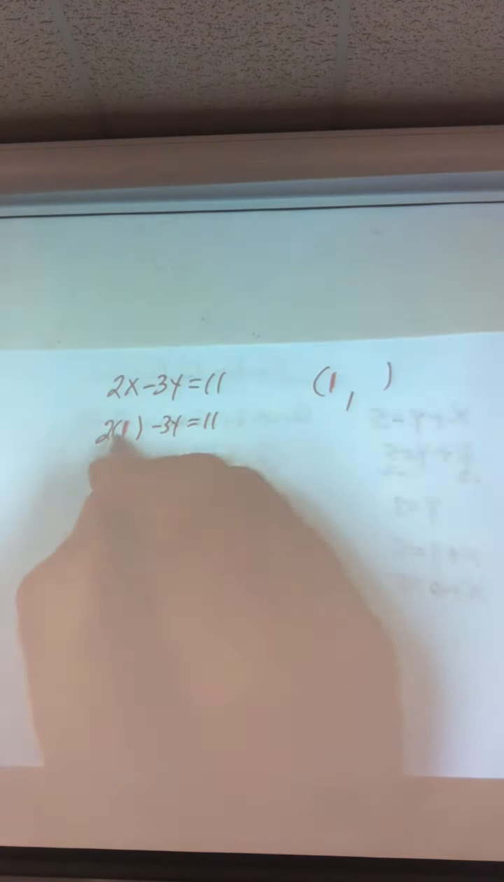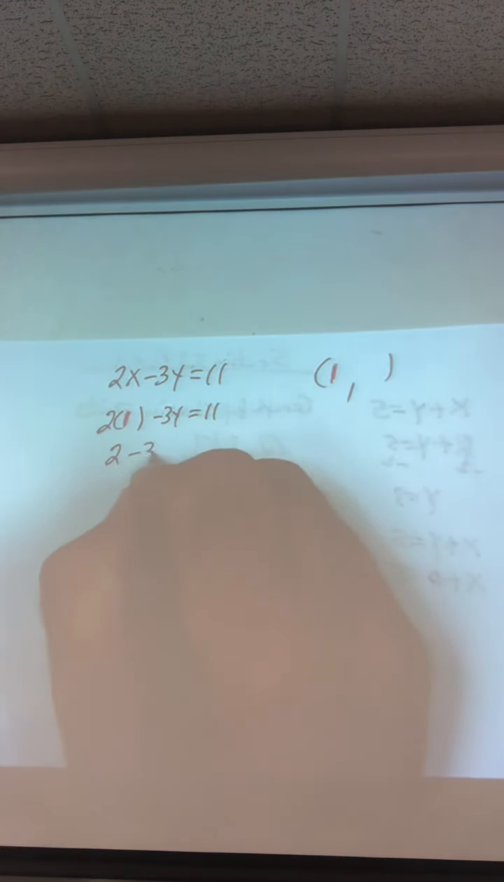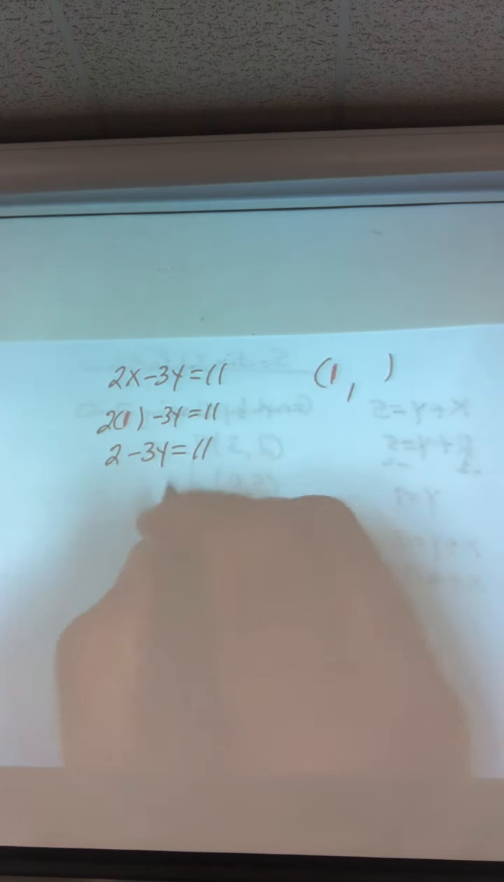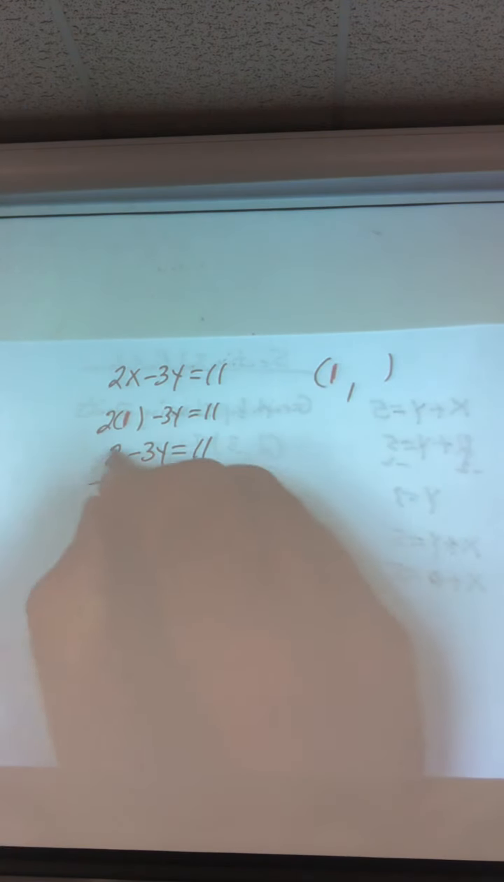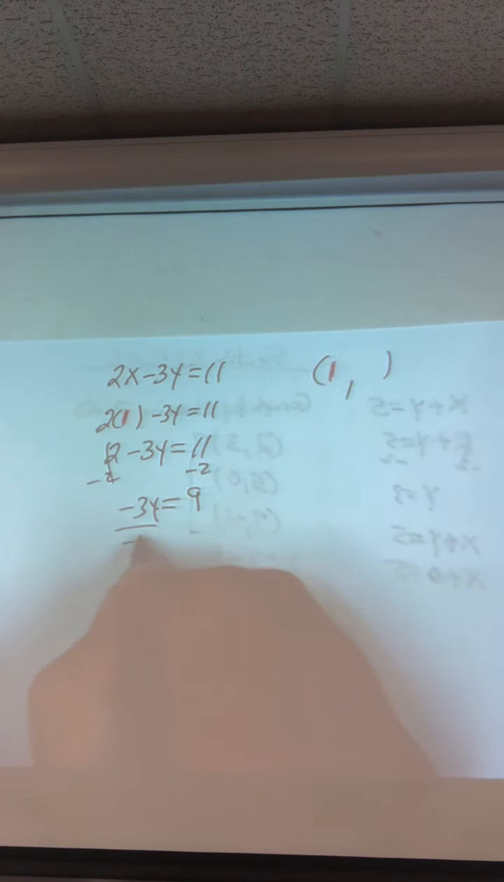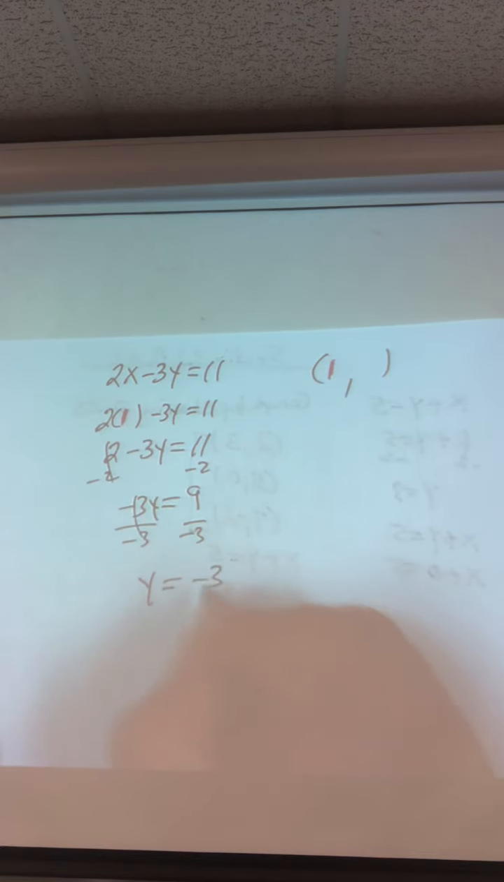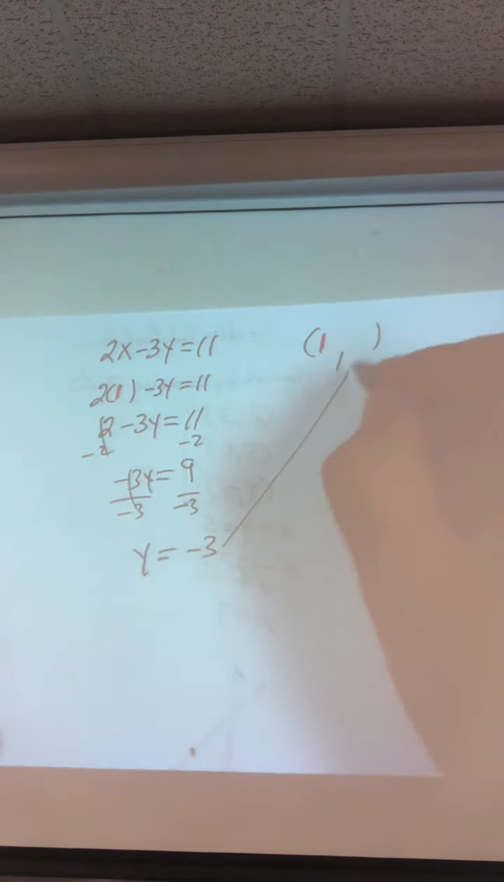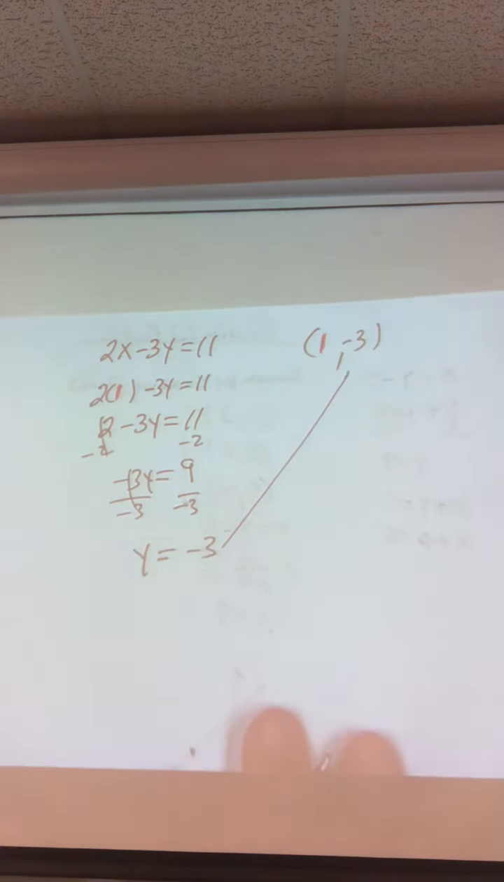So we've got 2 times 1, which is 2, minus 3y equal 11. Subtract 2 from both sides. Negative 3y equals 9. Then divide by negative 3. Now I'm not spending much time there because we've been over this. So that means y would be negative 3.